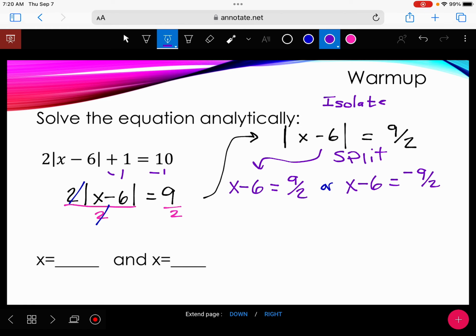Now what do we do? Do you remind me what your idea was a second ago? Add 6. That's going to give us that x equals, on the positive one, 4.5 plus 6, 10.5.